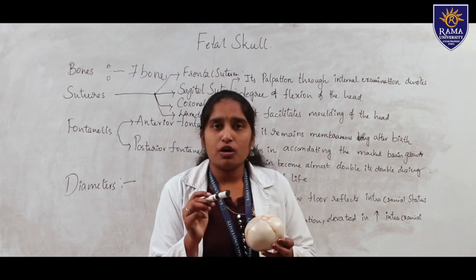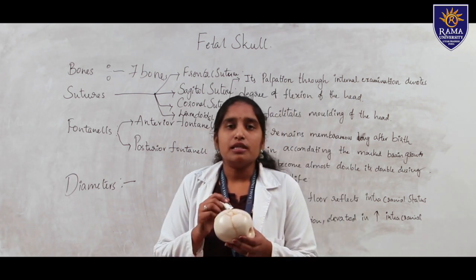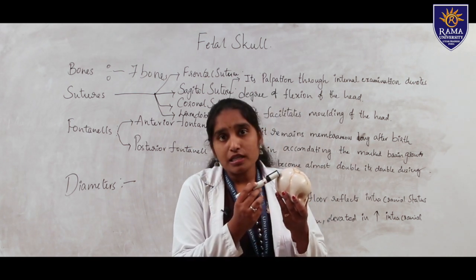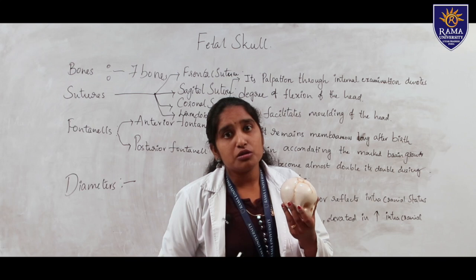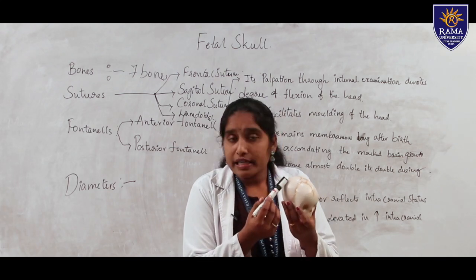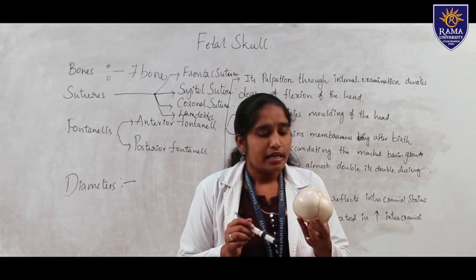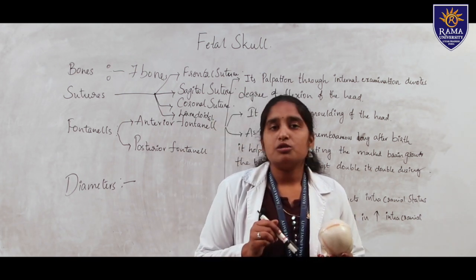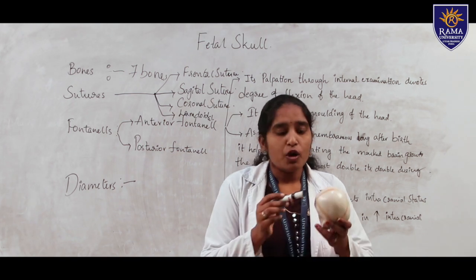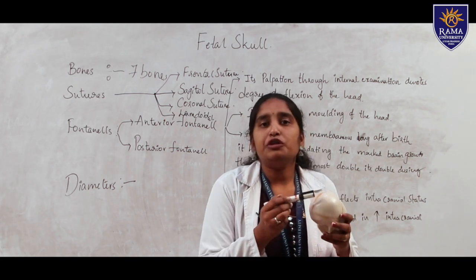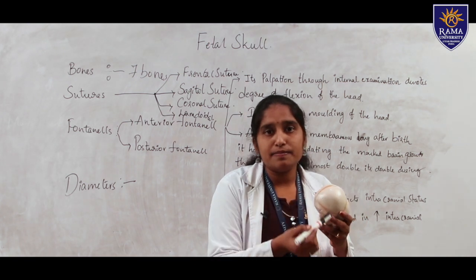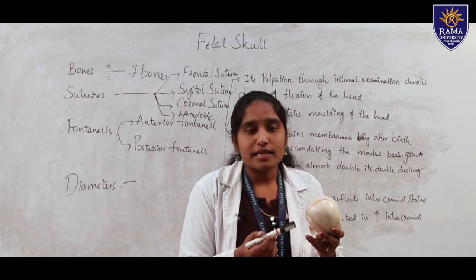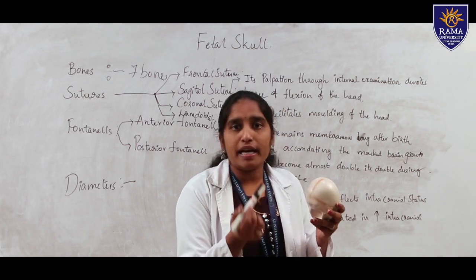Another one is the coronal suture. The coronal suture lies between the frontal and parietal bones, separating them on either side. Then the last one is the lambdoidal suture. The lambdoidal suture separates the 1 occipital bone and the 2 parietal bones. It lies between them.